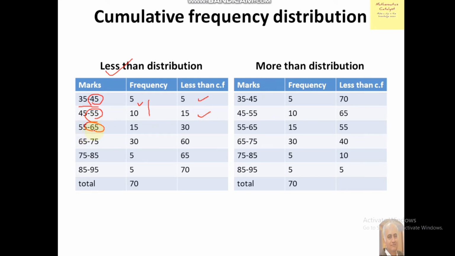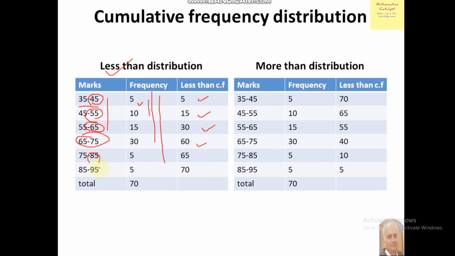Less than 65 means you have to add all the information above 65, that is 5 plus 10 plus 15, that becomes 30. And less than 75, what is the meaning of less than 75? You have to add all these informations, so 5, 10, 15 and 30, that becomes 60. And less than 85 means you have to add all these informations from this to this, that is 65.